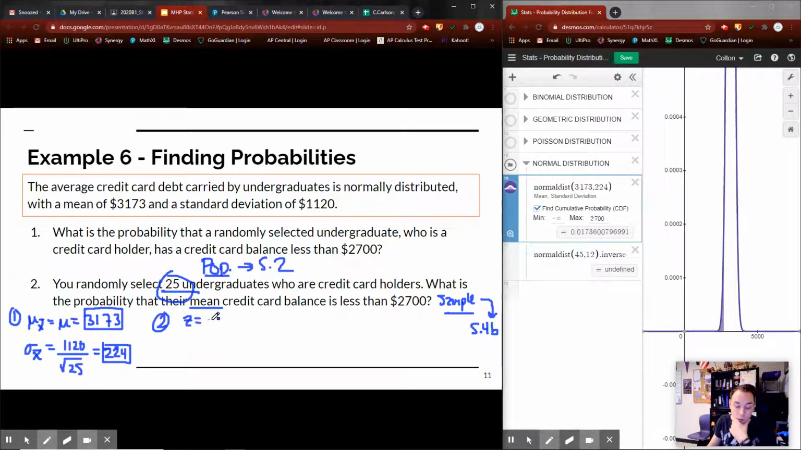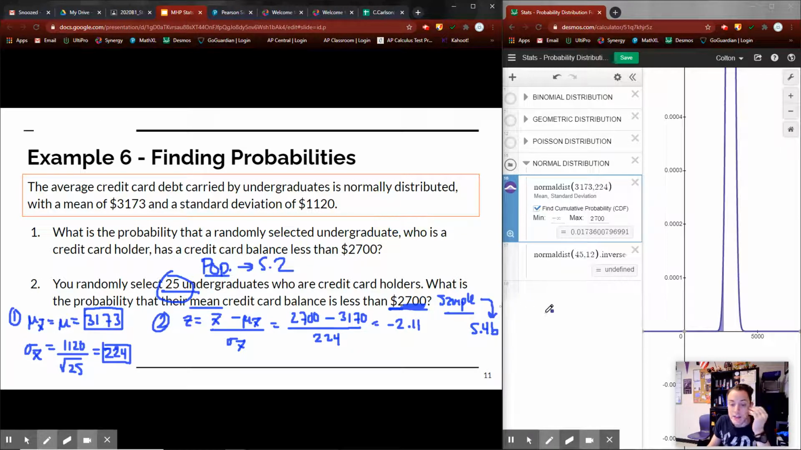Again, my z-score formula for my samples is x bar minus mu of x bar all over my standard deviation of x bar. This equals 2,700 because that's my mean. Okay, this is the mean. It's my x value minus the population mean or the sample mean, same thing, 3,170. And then all over this, well, this was just 224. Okay, what does that equal? This actually equals negative 2.11.